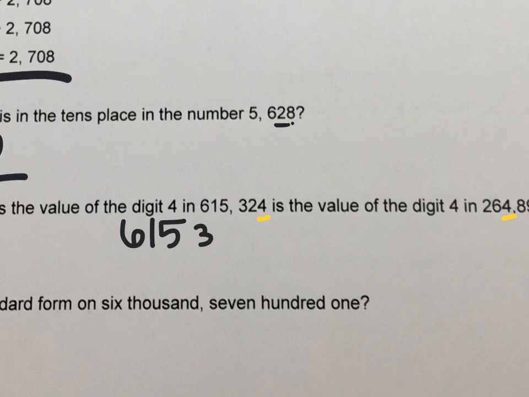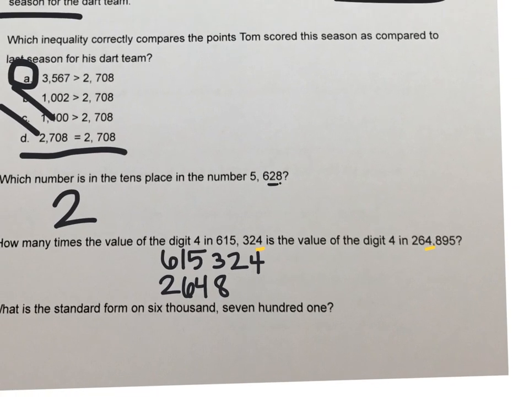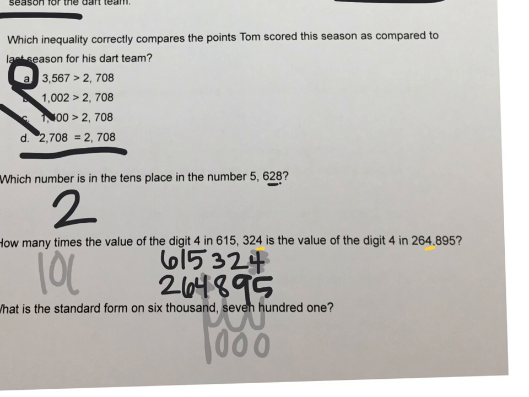615,324, let me redo that. 264,895. Now, here is one of the 4s. Here is the other 4. So if you take your pencil and you bounce to see how many more, like 1 place, 2, and 3, and then you draw a line down like that, that's going to count as a 1, and each one of those bounces needs a 0. So that would show you that it's 1,000 times the value of the other 4.